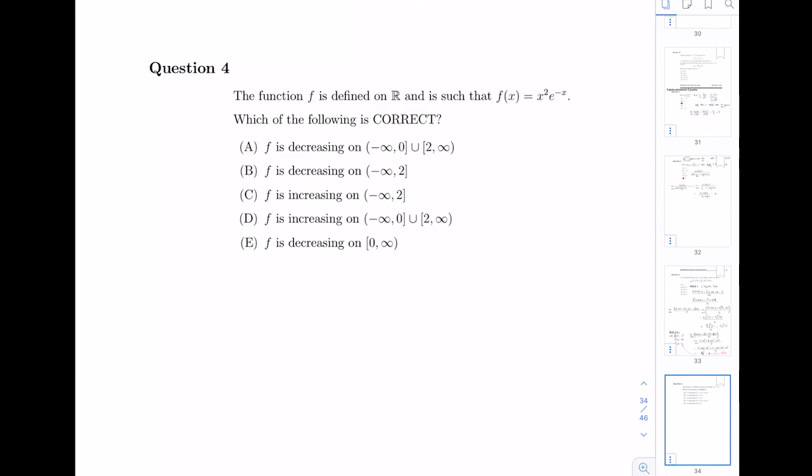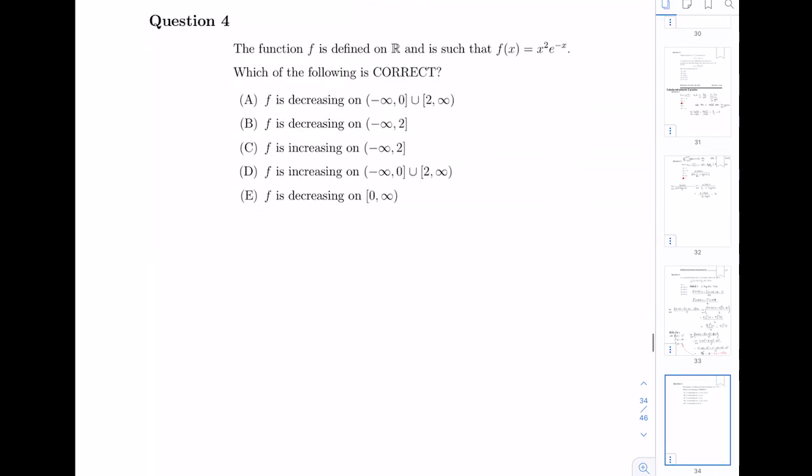Here we're given another function, right? And this question says, f is defined on the set of reals and is such that f of x is equal to x squared times e to the minus x. Which of the following is correct? So f is decreasing on this interval, f is increasing, f is decreasing. So we need to figure out where this function is increasing or where this function is decreasing.